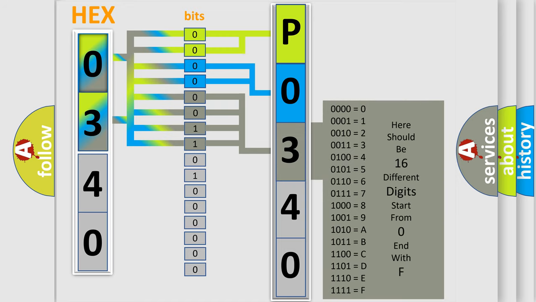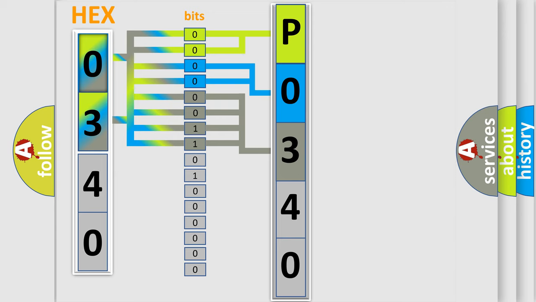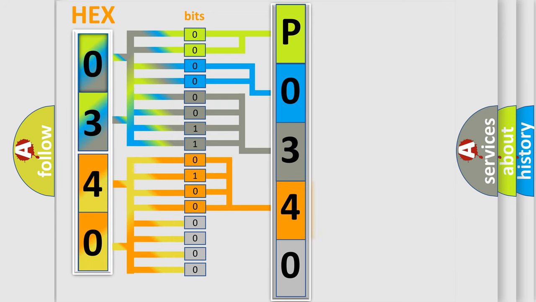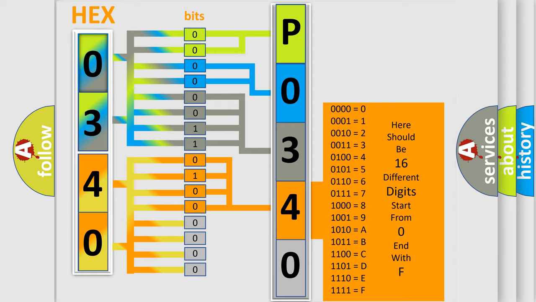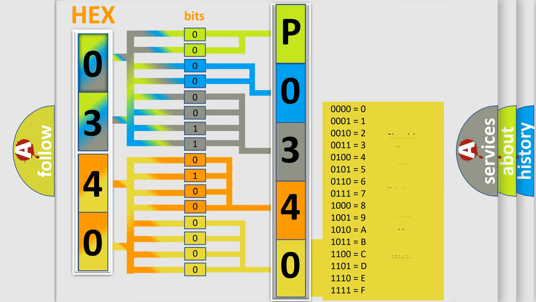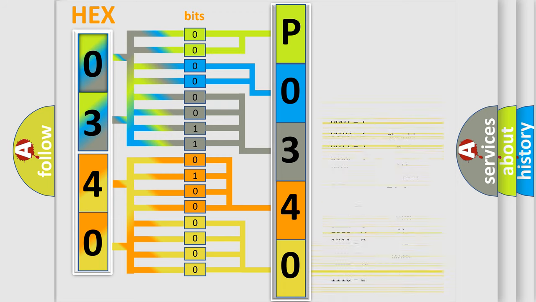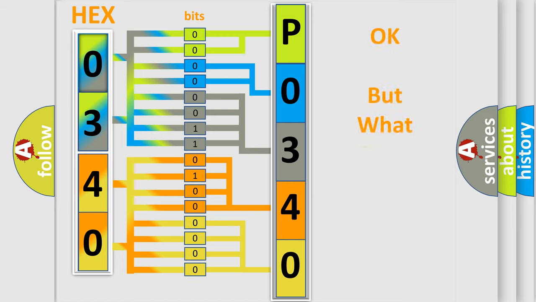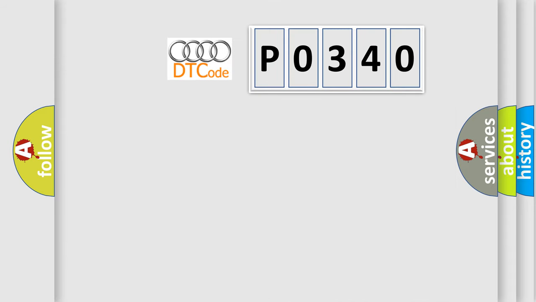The second byte is composed of a combination of 8 bits. The first 4 bits determine the fourth character of the code, and the combination of the last 4 bits defines the fifth character. A single byte conceals 256 possible combinations. We now know in what way the diagnostic tool translates the received information into a more comprehensible format. The number itself does not make sense to us if we cannot assign information to what it actually expresses. So, what does the Diagnostic Trouble Code P0340 interpret specifically for Audi car manufacturers?